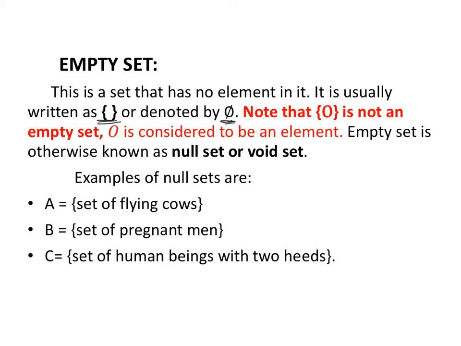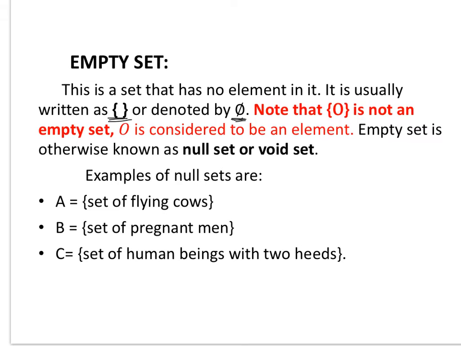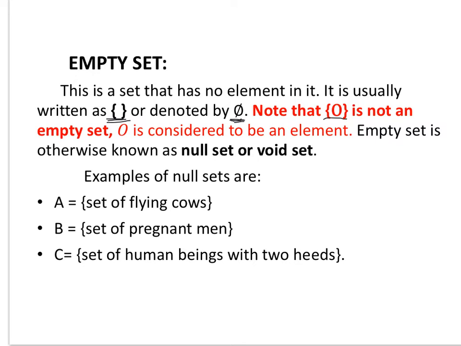Note that a curly bracket containing 0 inside as the element, that is this, is not an empty set because 0 is considered to be an element. So when you have your curly bracket and you have 0 inside, the set is not empty because it contains an element, because 0 is considered to be an element. Empty set is otherwise known as null set or void set. That is a set that contains no element at all.